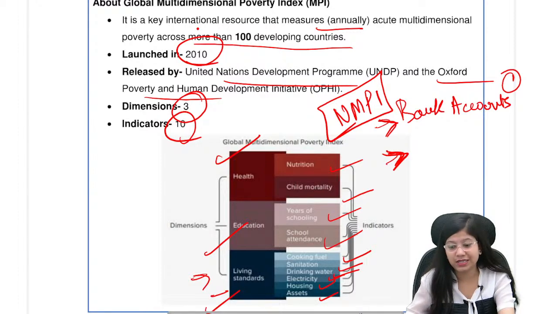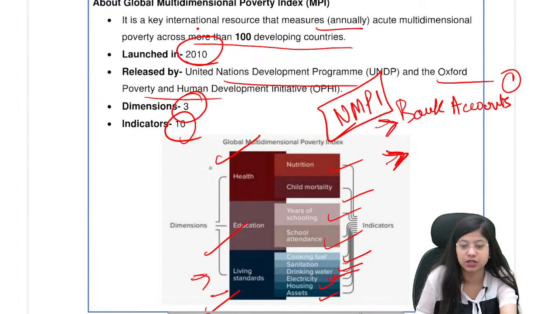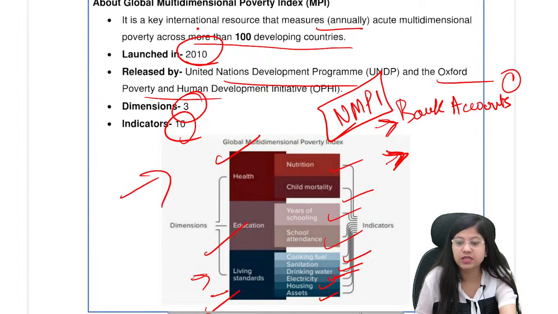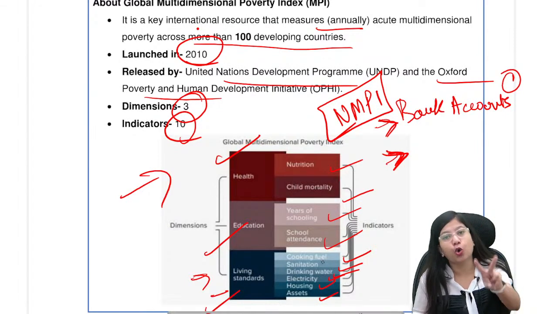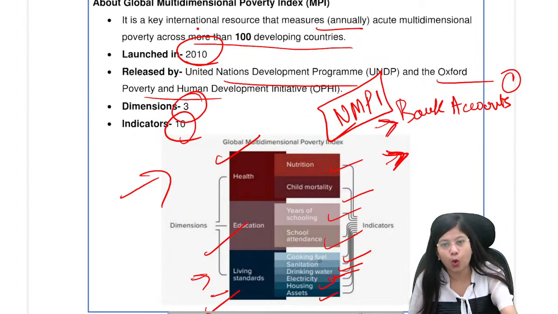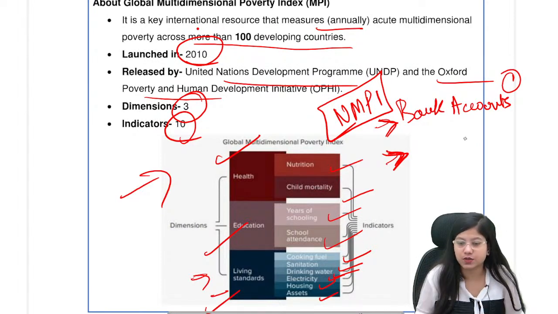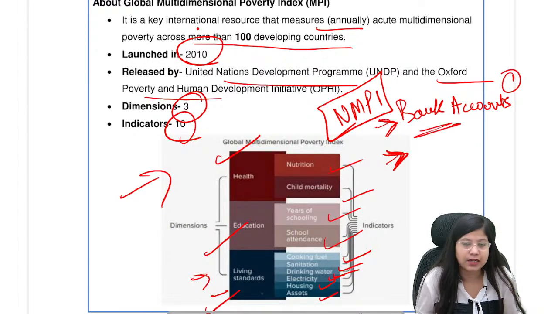The question is that in the National Multidimensional Poverty Index, we have copied this entire structure. We have the three domains, we have the indicators, but we have added two indicators on our own. These are our own indicators. One is the bank account in the standards of living, and one more indicator was included.